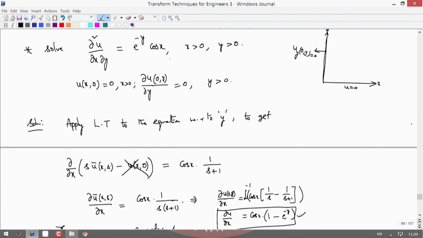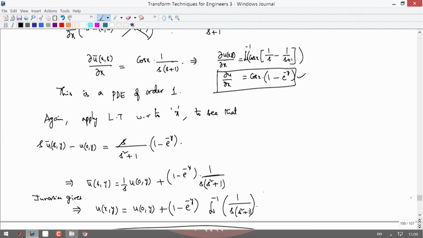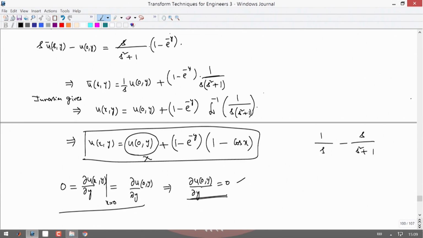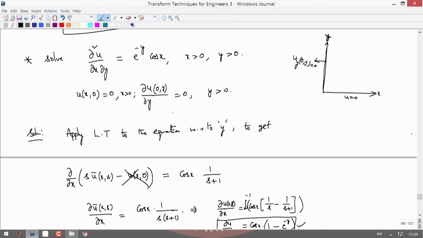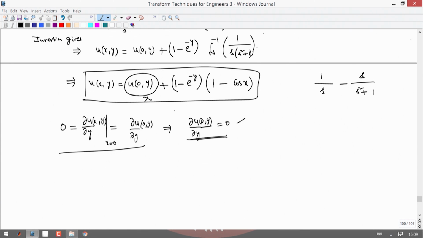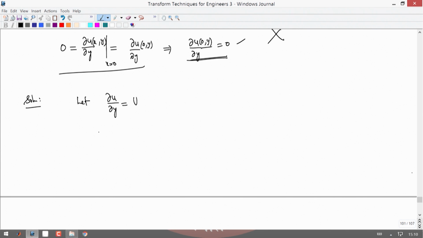So, with the usual way of applying the Laplace transform to the x and y variables separately, you are not able to make use of both the boundary conditions. So, it fails. Let us solve by some other way. Let me use ∂u/∂y equal to some unknown function, capital U. Then your equation becomes ∂U/∂x equal to e power minus y cos x.